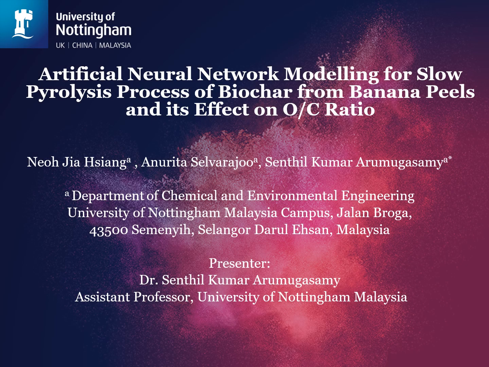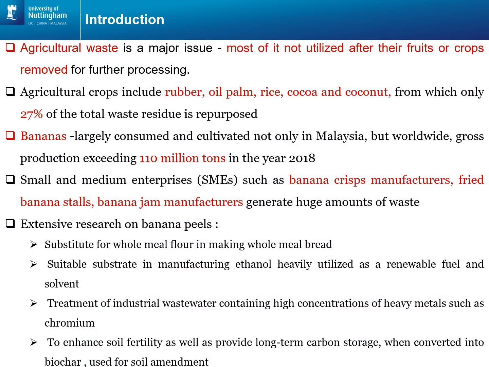My topic for the day is artificial neural network modeling for slow pyrolysis process of biochar from banana peels and its effect on oxygen to carbon ratio. We all know that agricultural waste is an important issue, not only for Malaysia, for the entire world. Banana being an important agricultural crop in Malaysia, it also generates a lot of agricultural waste in the form of banana peels. Banana peels have a lot of research interest, and one of the research interests being biochar, as it has a lot of application in terms of soil fertility and soil.